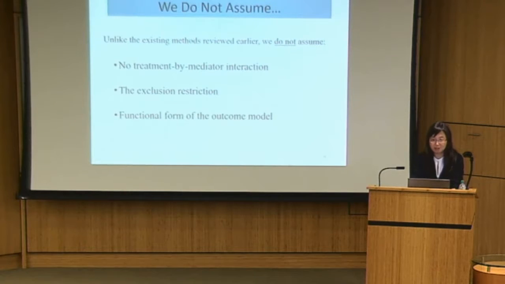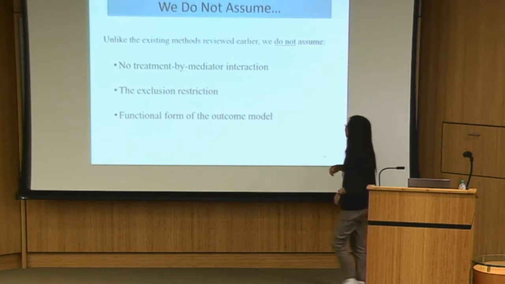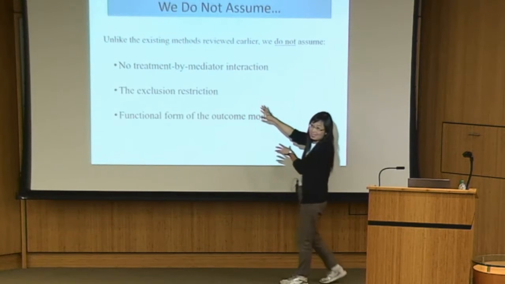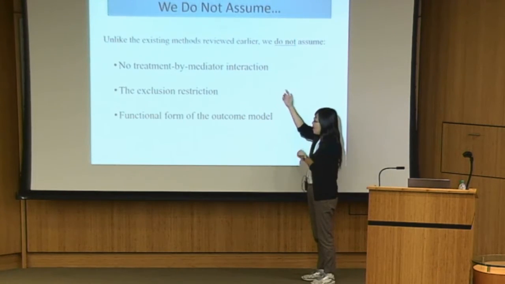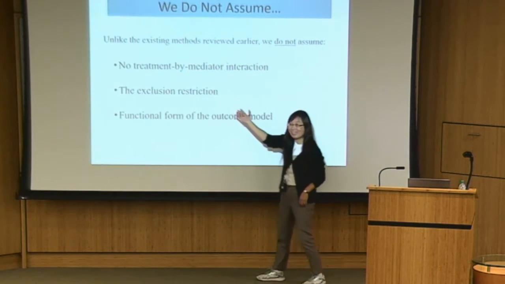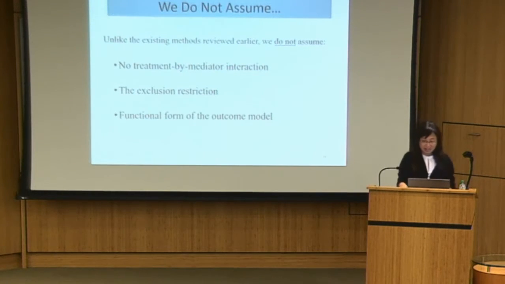So in general, we dramatically reduce the reliance on model specification. And importantly, we don't have to assume that interaction doesn't exist, which is crucial when interaction could play an important role, as we have here in this case. And we don't assume the exclusion restriction. And like I mentioned, the outcome model really is very trivial.